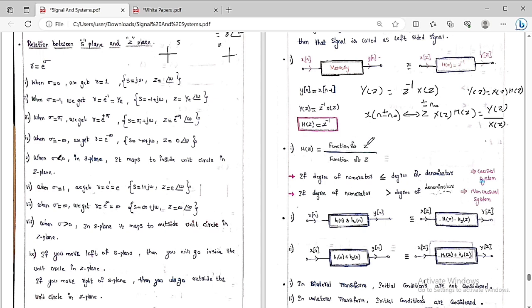Suppose H(z) is a function of z by a function of z. It means it is basically in a rational format, P by Q. If H(z) is in the rational format P by Q, the numerator is a function of z, and the denominator is also a function of z.